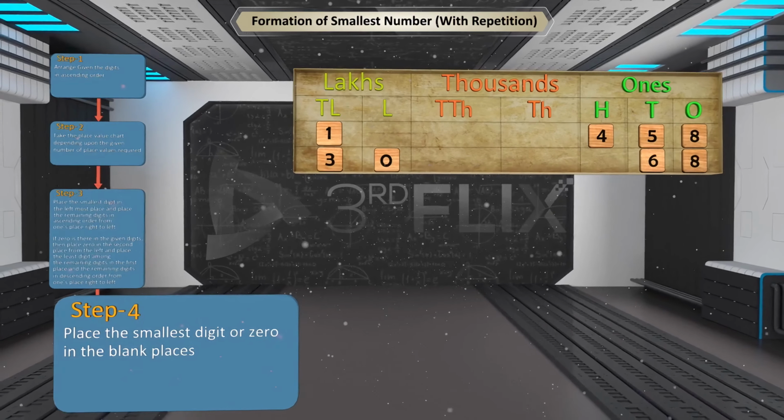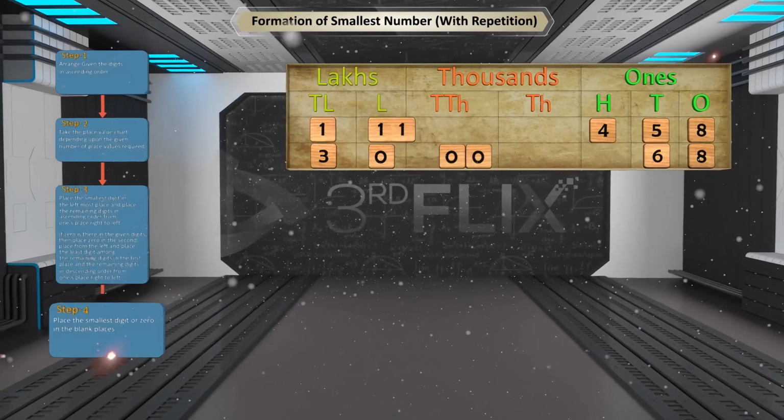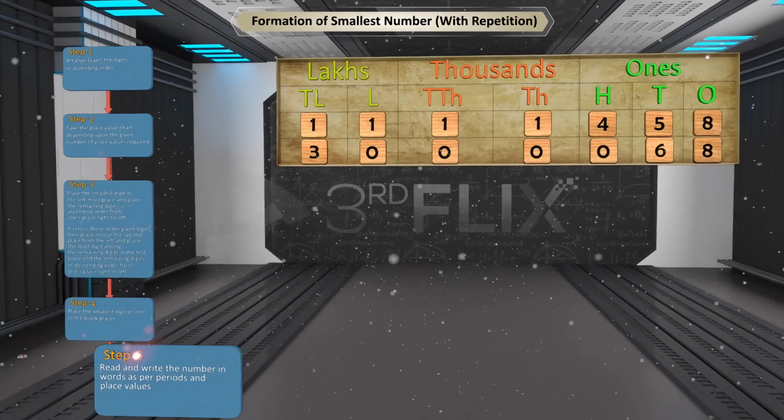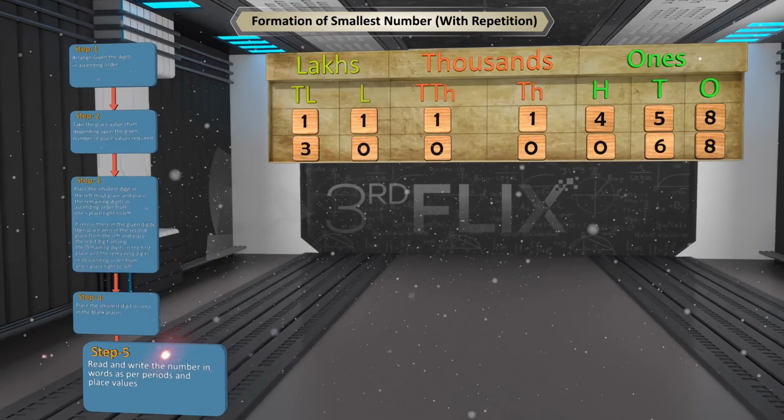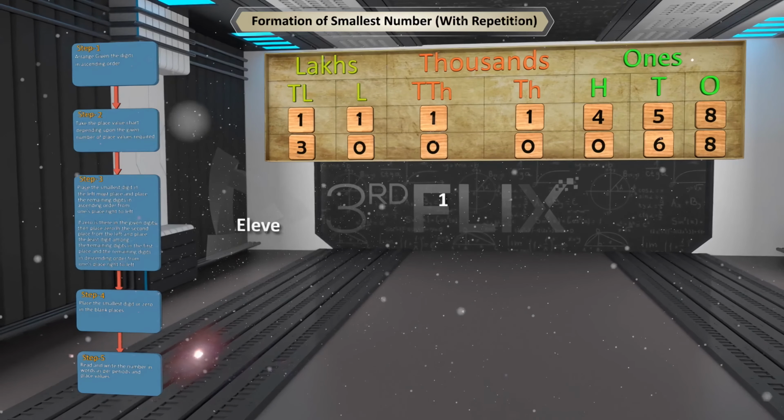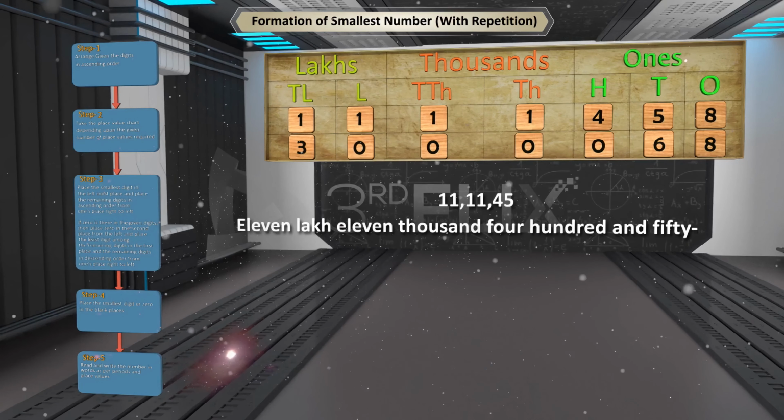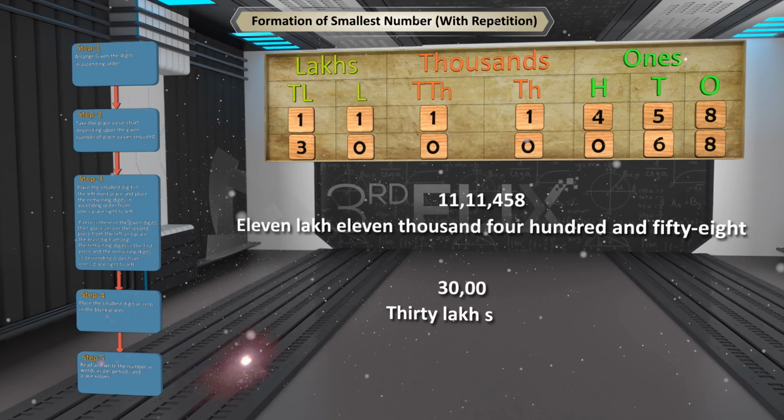Step 4. Place the smallest digit or 0 in the blank places. Step 5. Read and write the number in words as per periods and place values. 11,11,458. 30,68.